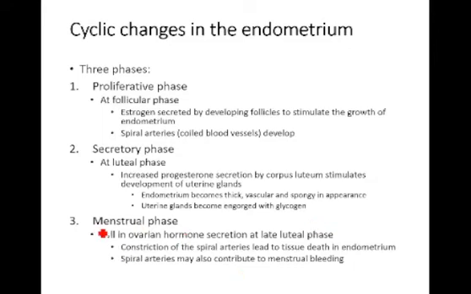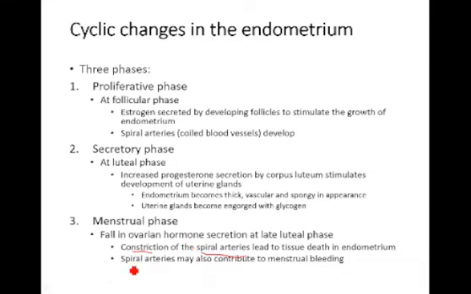So finally is the menstrual phase. So let's talk about a fall in the ovarian hormone secretion at late luteal phase. When every hormone has dropped down, there will be constriction of the spiral arteries, the main arteries maintaining the endometrium tissues, which will lead to tissue death. Because of the constriction, no blood is going to the endometrium. So that's why this tissue will die, and then fall off.